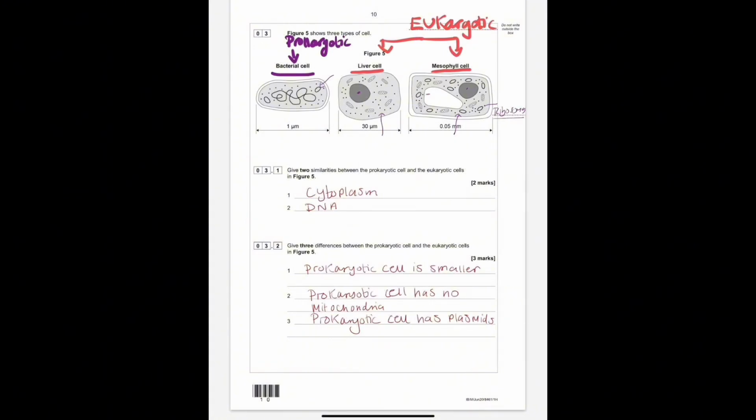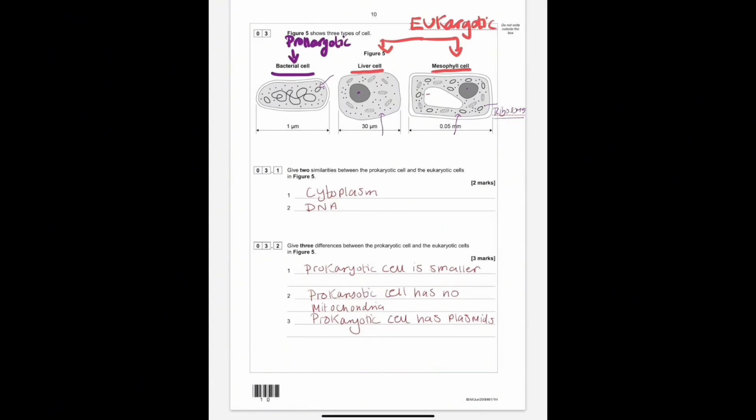And you can also write down... let me think what else you could write down. You can't mention anything about the shape for this one. Just go by what I've mentioned over here. Okay, right. 3.2: give 3 differences between a prokaryotic cell and a eukaryotic cell.